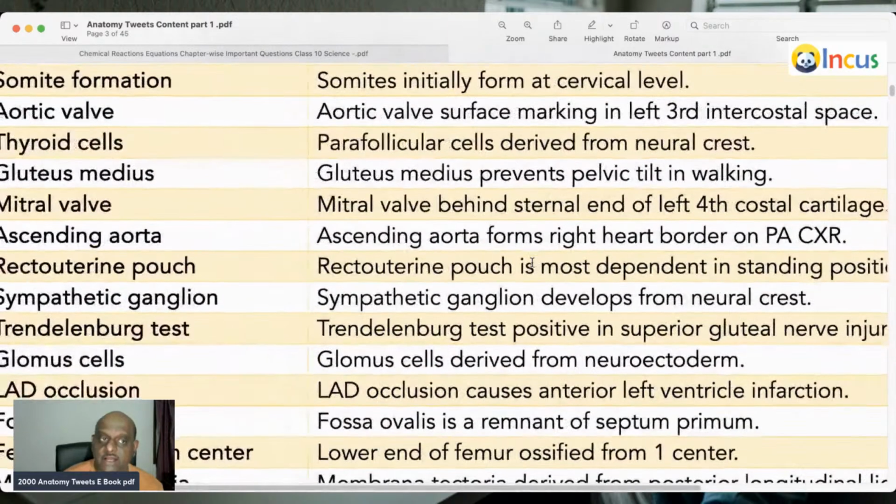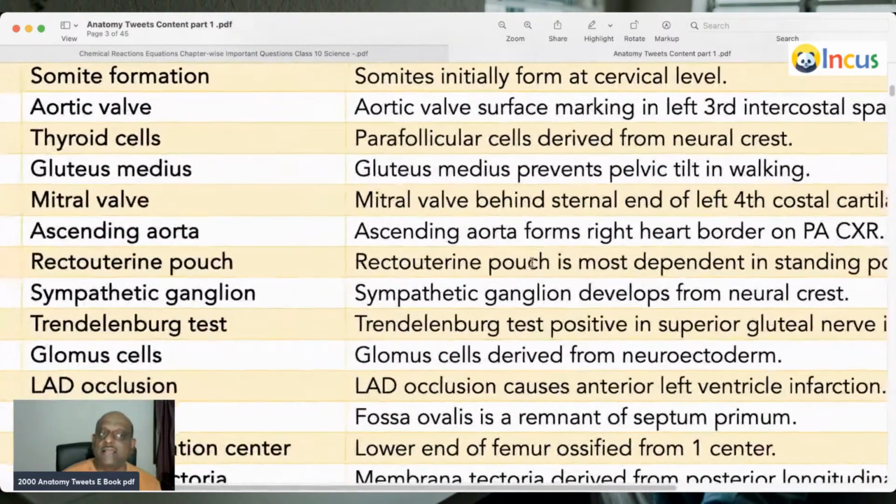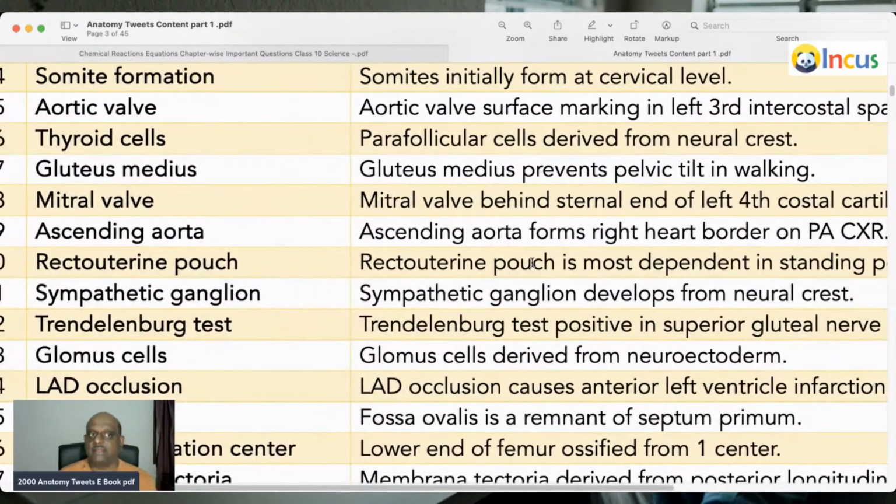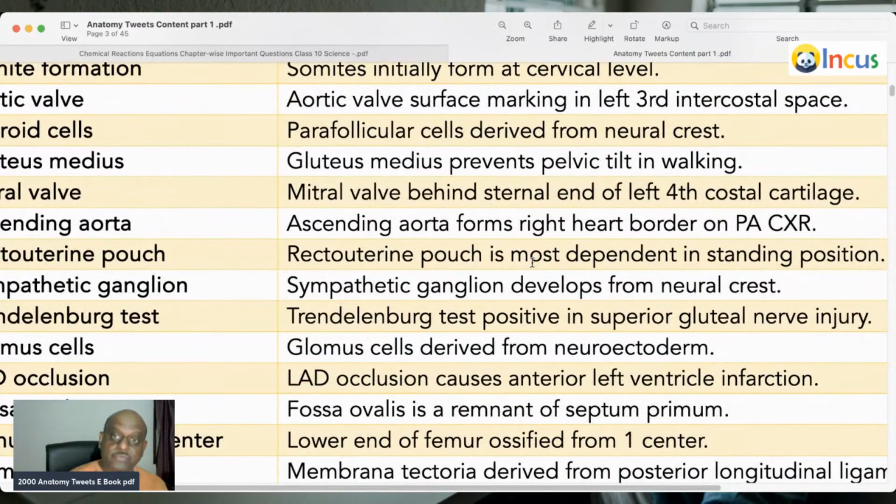Parafollicular cells are one of the neural crest cell derivatives. In the thyroid, parafollicular cells are derived from neural crest. So which is that muscle? Whenever it is weakened, it leads to a positive Trendelenburg's test, pelvic tilting in walking, waddling gait. It is the gluteus medius, is what you need to remember.